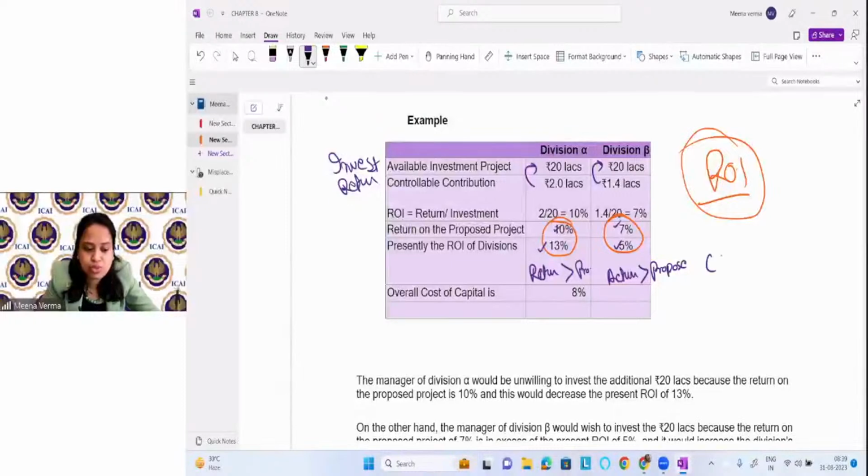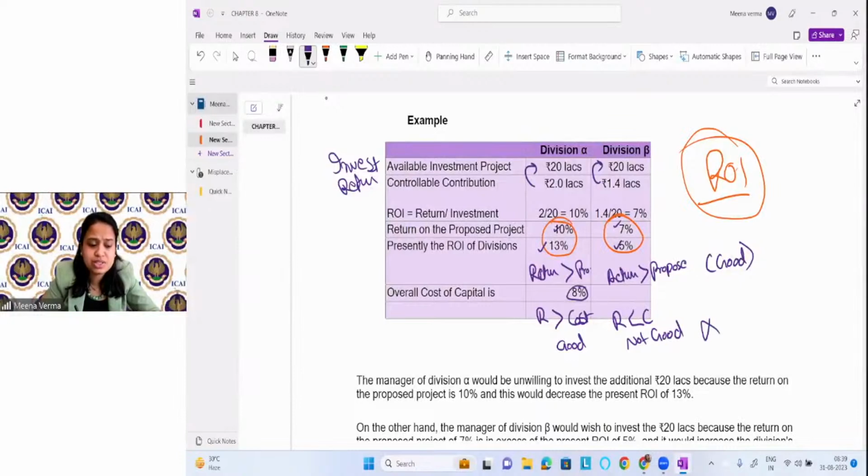So actually both proposals are good. Why are both proposals good? Because the actual return which you are earning is more than the proposed return. And if you consider the overall cost of capital, you can see your actual return is more than the cost. So this is good, right? Where your actual return is more than the cost is good. But where the actual return is less than the cost, then it is not good, and you can reject it.